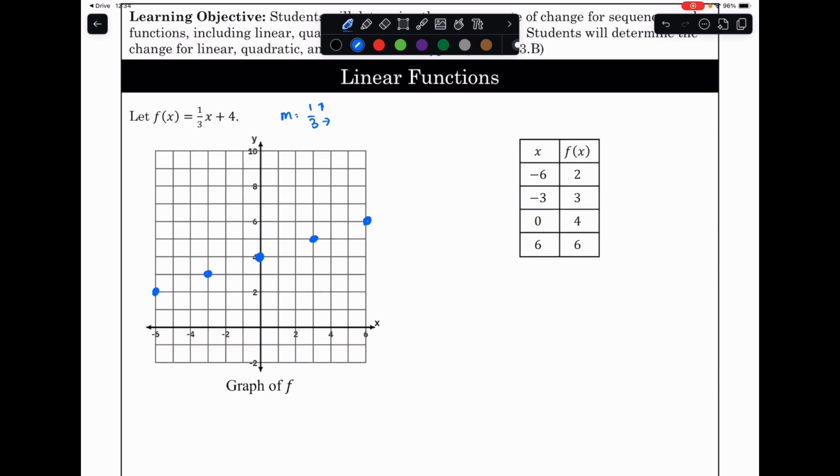So if I connect these points with a straight line, let me try that again. There, much better. If I connect these points with a straight line, this function f of x equals 1/3 x plus 4 will look like this.